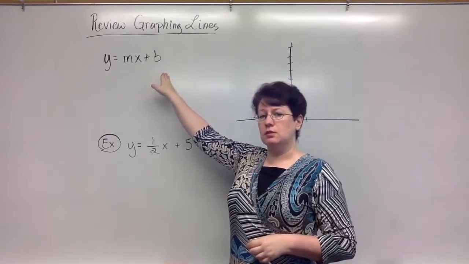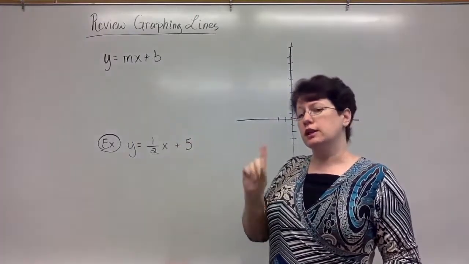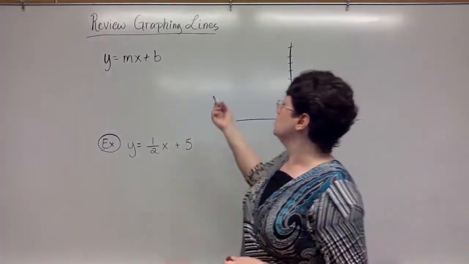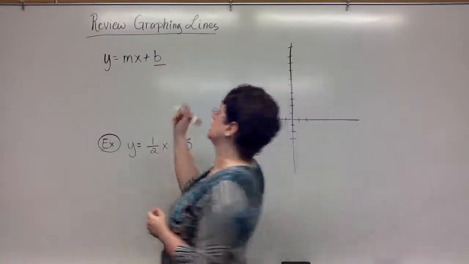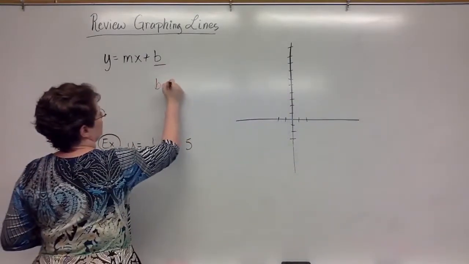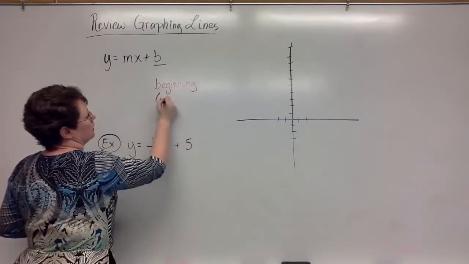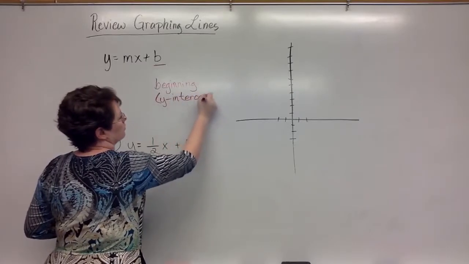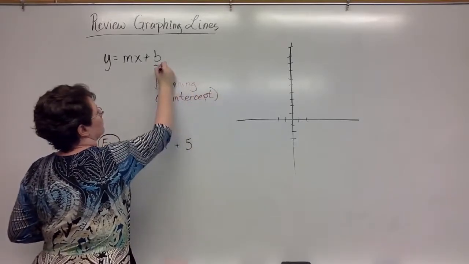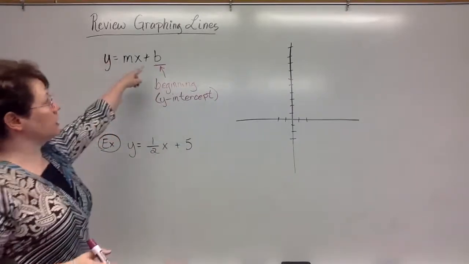The question then becomes, what do I do with this to get it on a graph, okay? So let's look at the pieces, right? B is my beginning point. Specifically, it is the y-intercept. Now, B is always a constant. It doesn't have an x with it.